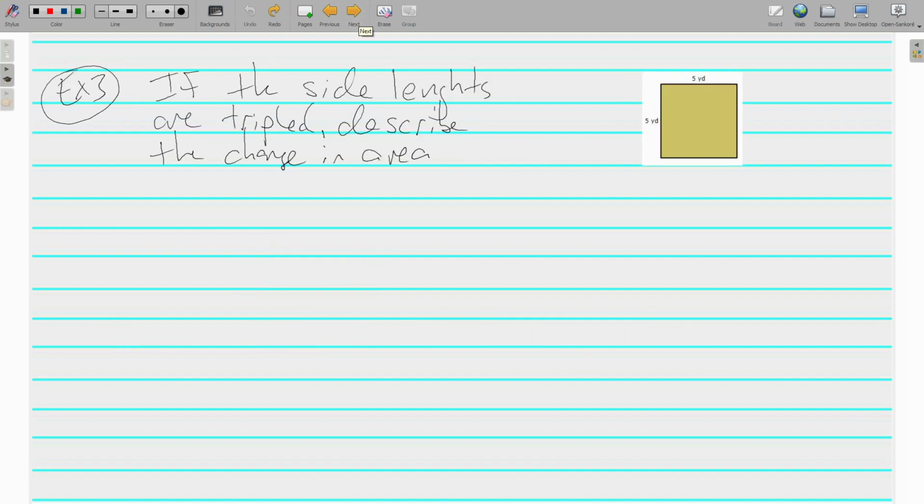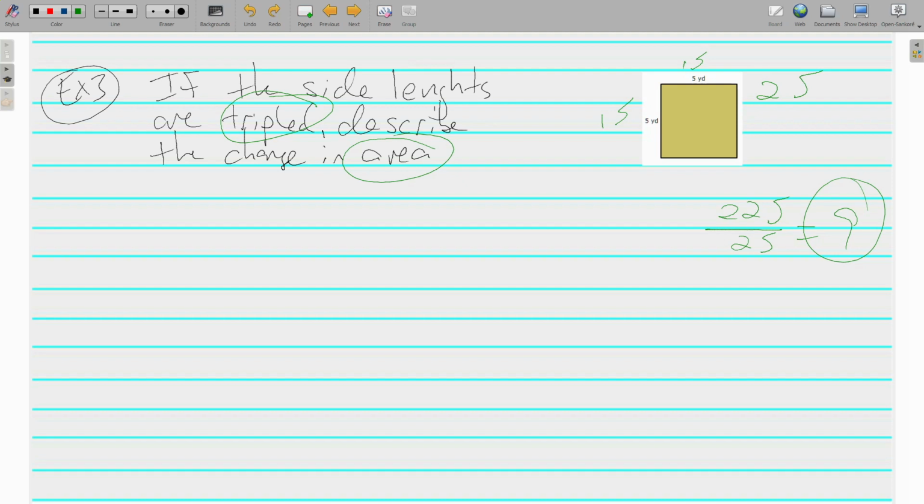Example 3, if the side lengths are tripled, describe the change in area. Okay, again, the fact that it's 5 by 5 is great. I could do 5 times 5 is 25, and I could triple both of those and I'd get 15 and 15, which is 225, and 225 divided by 25 is 9. 9 times greater. I mean, that's right, that's the answer.